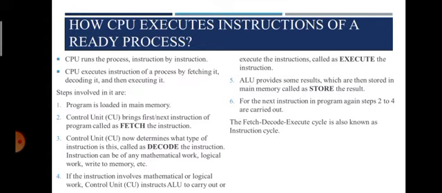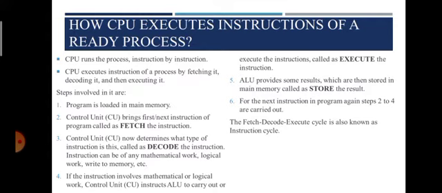Let us summarize how the CPU executes instructions of a ready process. First, the program is loaded in the main memory. Second, the control unit brings the first or next instruction of the program, known as fetch the instruction. Third, the control unit determines what type of instruction it is, whether mathematical, logical or another kind. That process is known as decode the instruction. The instruction can be of any type, for example mathematical, logical, write to memory, or write to file.